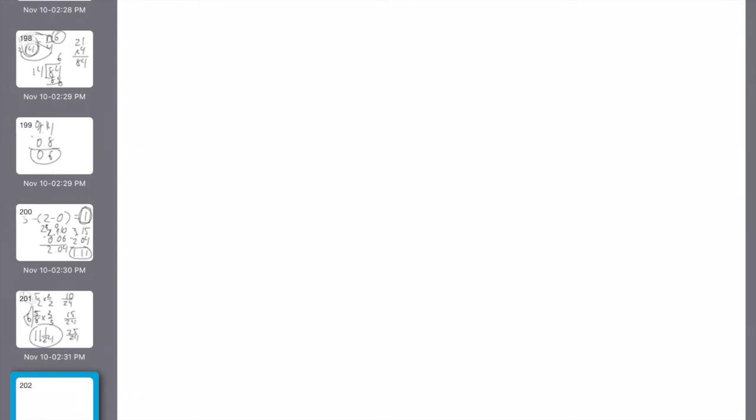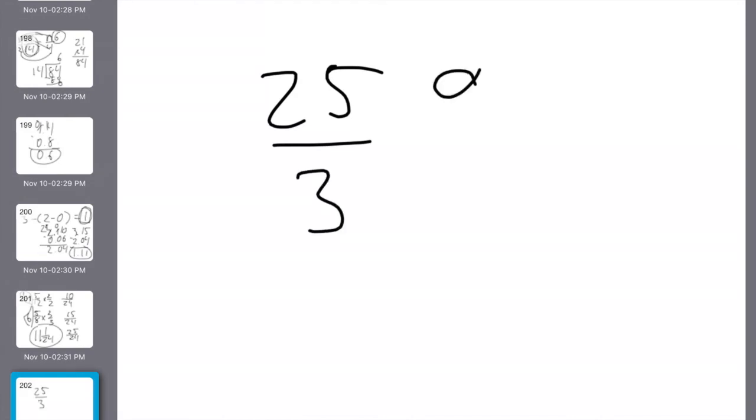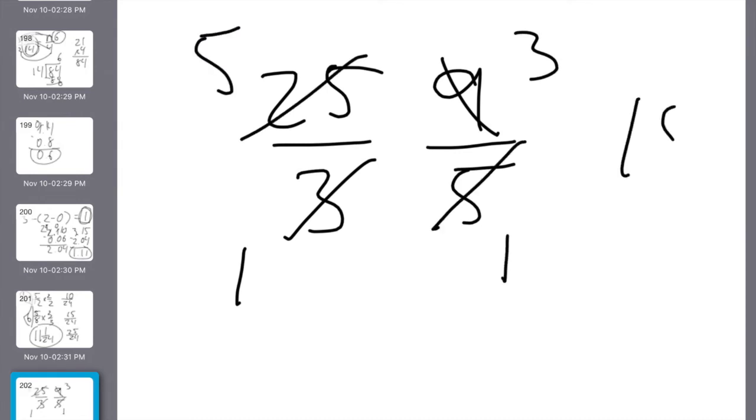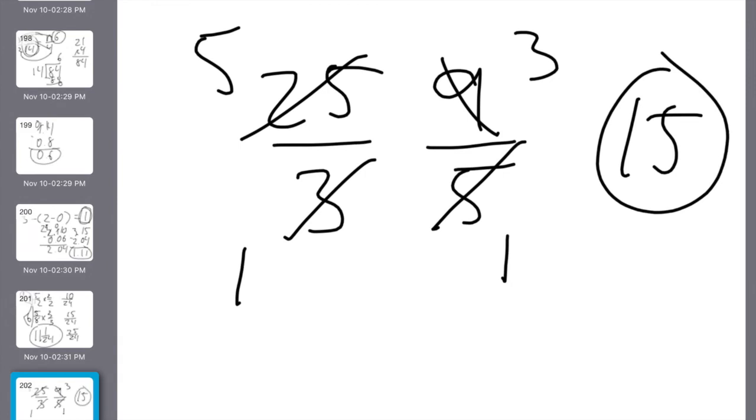8 times 3 plus 1. 24 plus 1 is 25 over 3. The next one, 5 times 1 is 5 plus 4 is 9. 9 over 5. Now I cancel. Divide by 3 is 1. Divide by 3 is 3. Divide by 5 is 1. Divide by 5 is 5. Multiply the tops, 15.